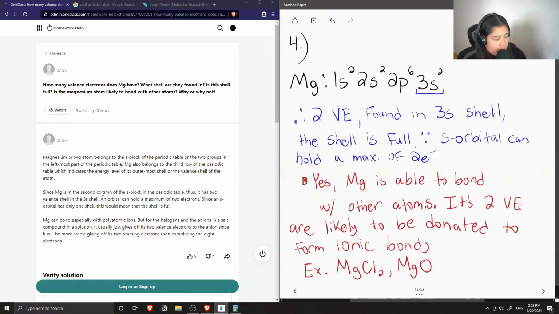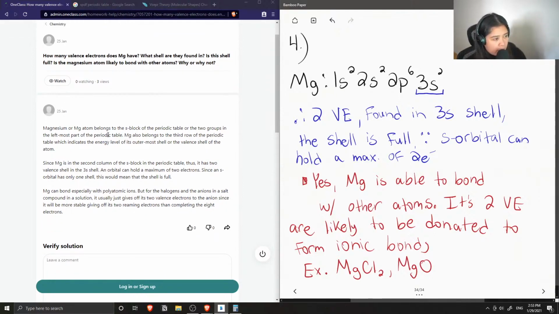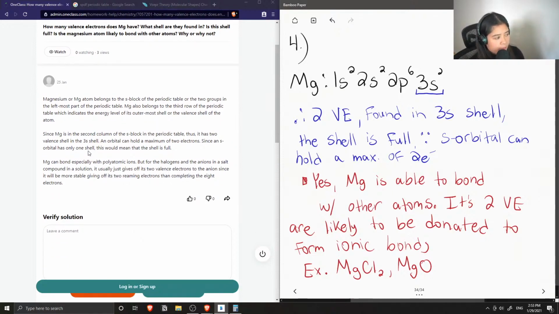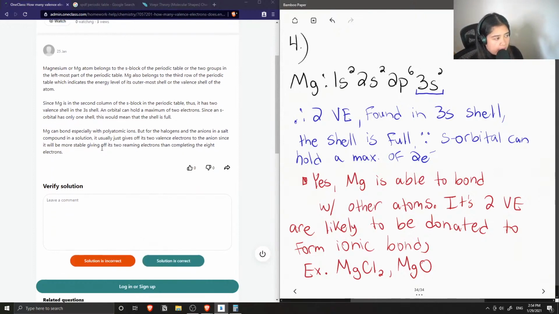So the junior tutor said that magnesium belongs to the s block of the periodic table, or the 2 groups in the leftmost part of the periodic table. It belongs to the third row, which indicates the energy level of its outermost shell, or the valence shell of the atom. Since magnesium is in the second column of the s block, it has 2 valence electrons in the 3s shell. An orbital can hold a max of 2 electrons, and since an s orbital only has 1 orbital, this means that the shell is full.